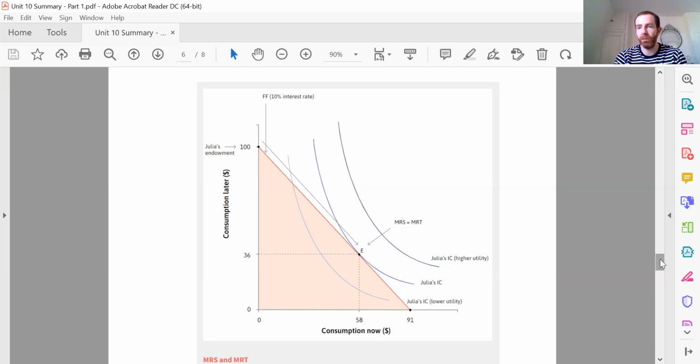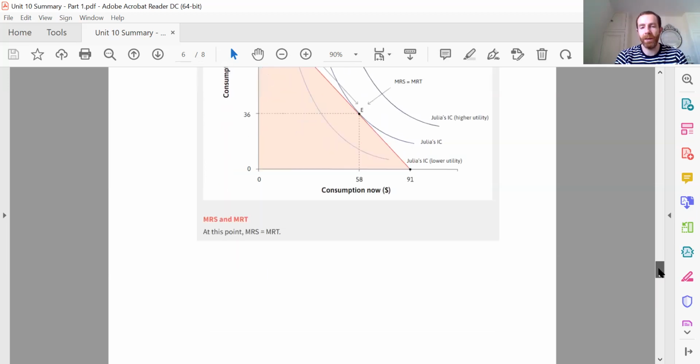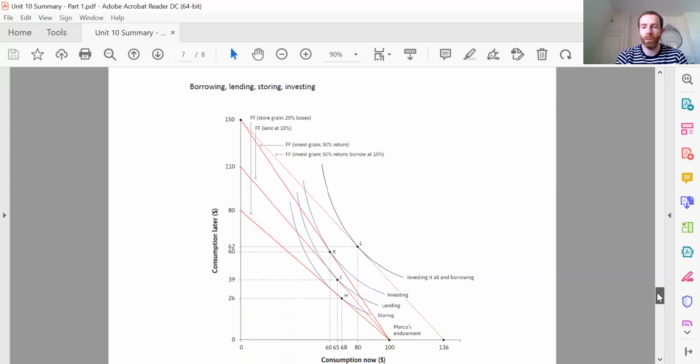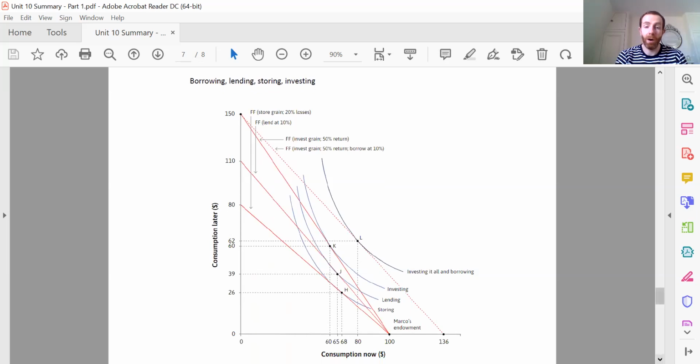She can borrow in order to fund consumption now. The second big thing is, what if we now have a situation where the person, and now we're going to have Marco, actually has their endowment now. So we see down here, Marco's endowment, he gets his endowment of $100 right now. And that opens up a whole realm of different possibilities.